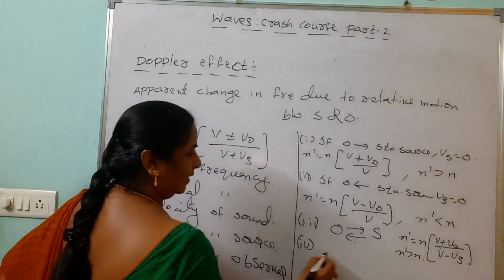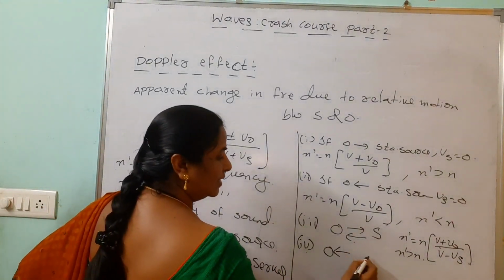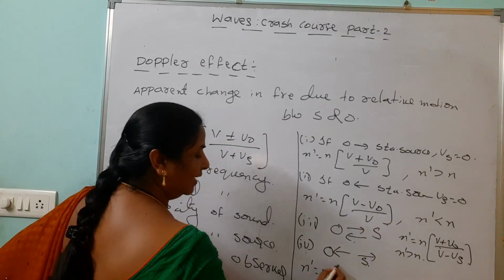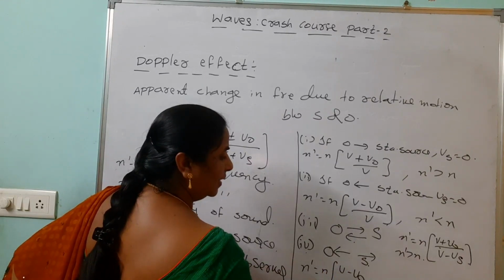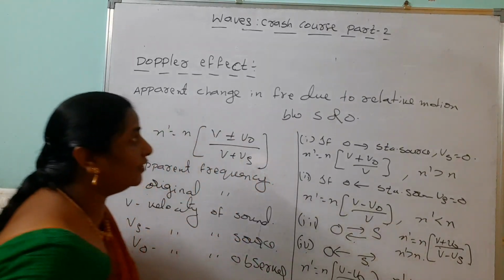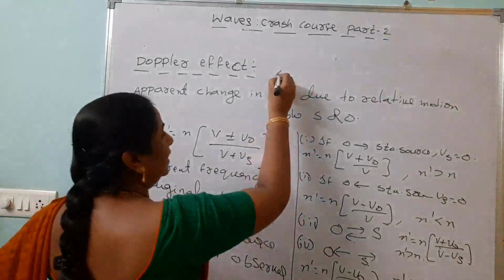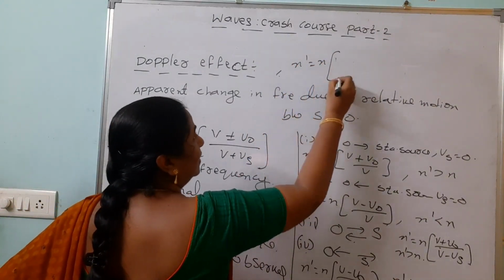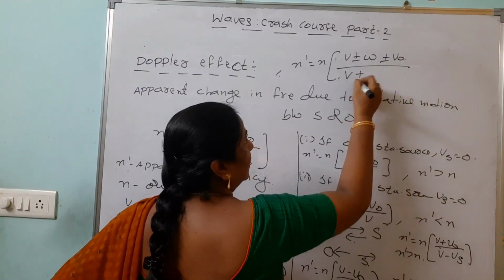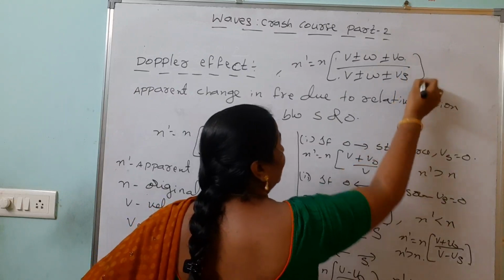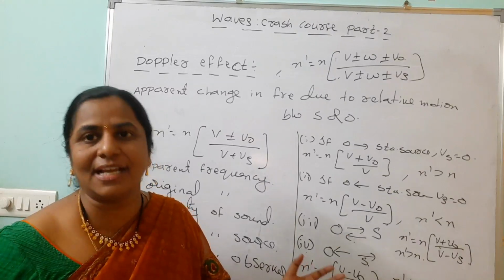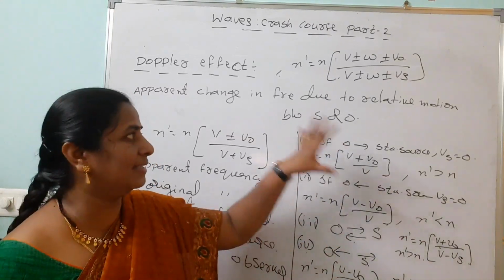Fourth case, observer is moving away from the source and source is also moving away from the observer. Here N dash equals N into numerator is the minus, denominator is the plus. So N dash is less than N. If we should consider the wind also, with wind velocity W, N dash equals N into V plus W minus V naught by V plus W plus Vs. If the wind is along the direction of velocity of sound, you can take plus. If the wind is opposite to that, you can take the minus based on the situation.